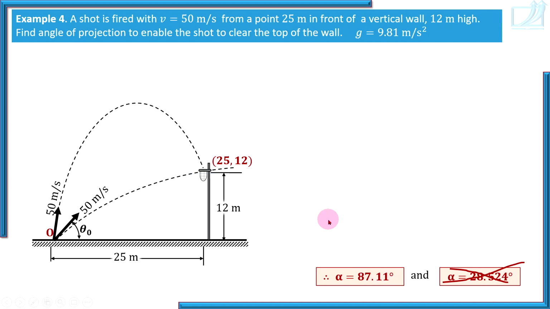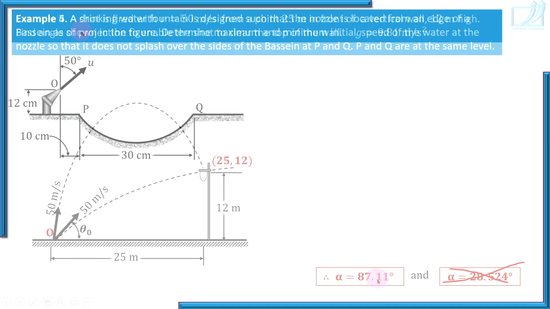Now watch here. Here it is a basketball game going on, and this player here at the origin wants his ball to enter into the basket. So at what angle should he throw the ball? So of course 87.11. But how will you solve the problem? Since the ball enters the basket, the basket is in the path of the projectile. So you will use the equation of path, you will get both these answers, and the correct answer is 87.11 degrees.